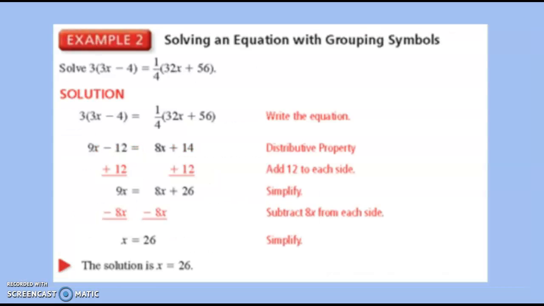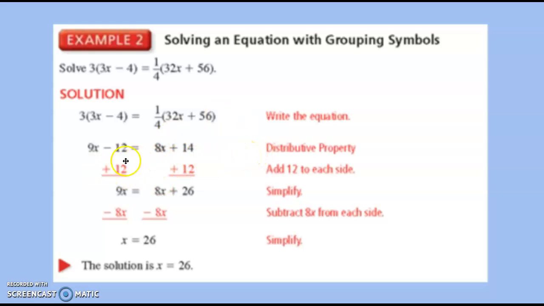In this example, it's a little bit more complicated as there are more numbers. We're going to solve 3 times the quantity 3x minus 4, but notice how it's in parentheses. We're going to set that equal to 1/4, and then in parentheses again, 32x plus 56. Since it's in parentheses, we have to use the distributive property and distribute these out so that you can solve the equation further.